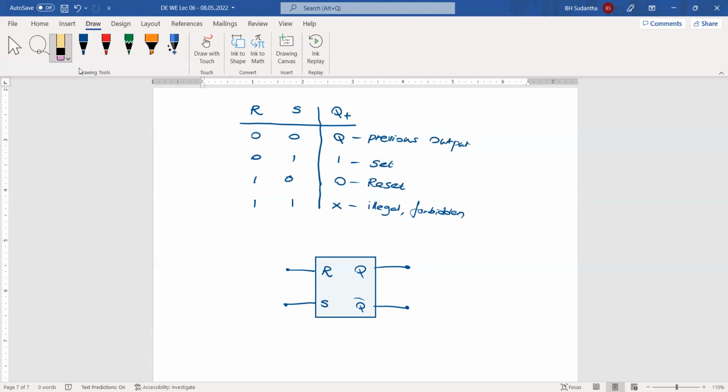Okay, now this is the RS latch, and we will discuss the JK flip-flop and D-type flip-flop next day. Do you have any question? If you don't have any question now, we can stop the class, and we'll meet next Sunday.